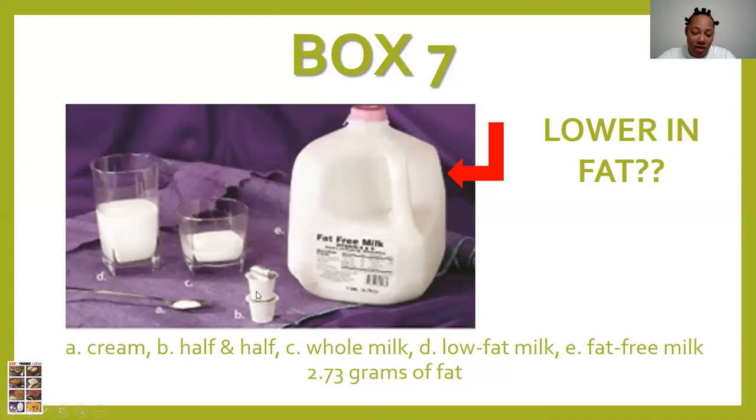Then you also have these two half and half right here. That's also 2.73 grams of fat. Still very small amounts of food, but it still has a lot. It's technically a lot of fat for those two small containers of half and half. Then C and D are our whole milk and low fat milk. C is probably about a fourth cup of whole milk. That is 2.73 grams of fat. It's still a small amount for it to be 2.73 grams of fat, versus a whole gallon of fat-free milk that is also 2.73 grams of fat.